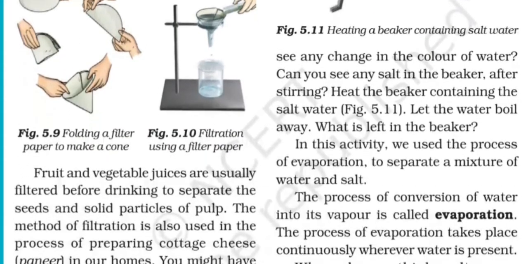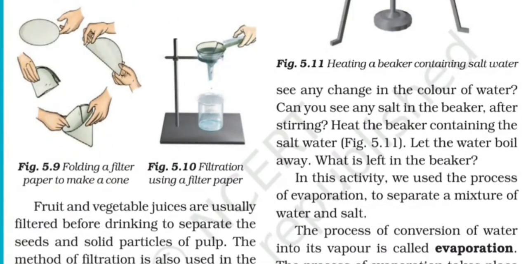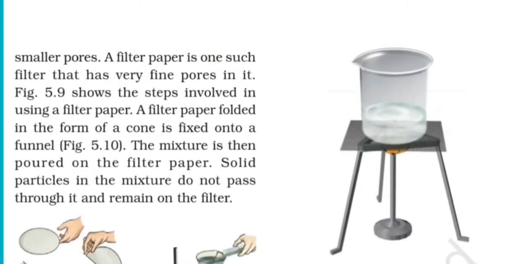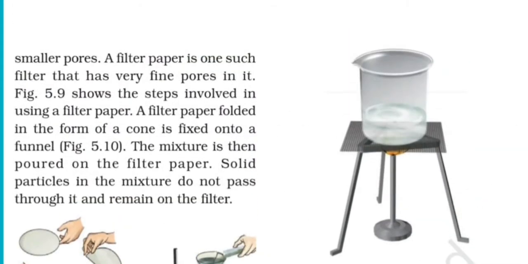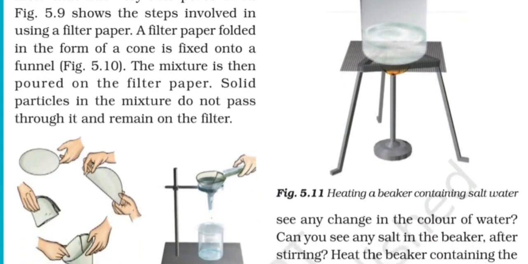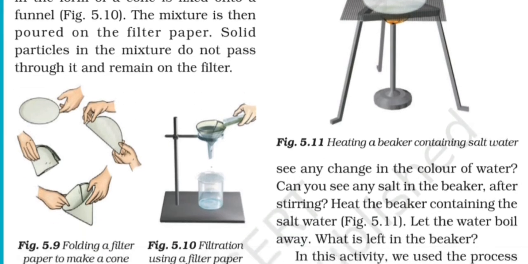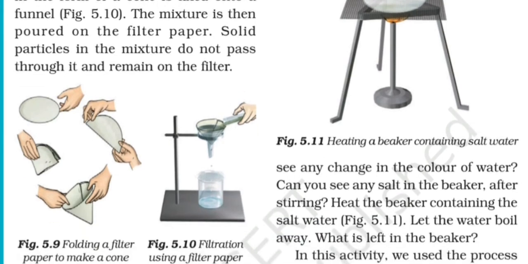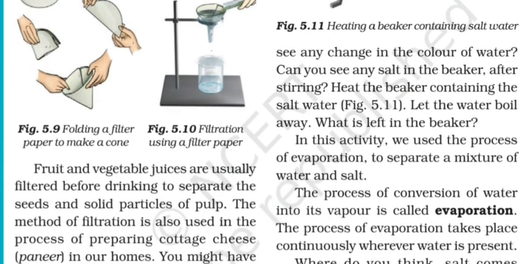See Figure 5.9. This is how the filter paper is folded in the form of a cone, and afterwards it is used. It is kept in a funnel, and then used for filtration. Filter paper folded in the form of a cone is fixed onto the funnel. The mixture is then poured on the filter paper. Solid particles in the mixture do not pass through it and remain on the filter. In this way, many things are separated using filtration.